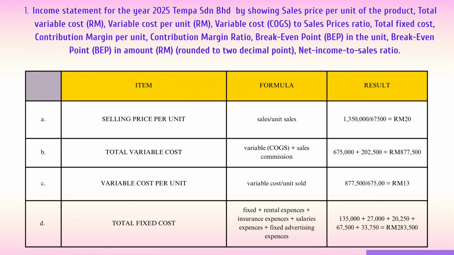For the first question, selling price per unit, we are going to take sales divided by unit sales. The sales is 1,350,000 and we divide by the unit sales, which is 67,500, and we will get 20 ringgit.